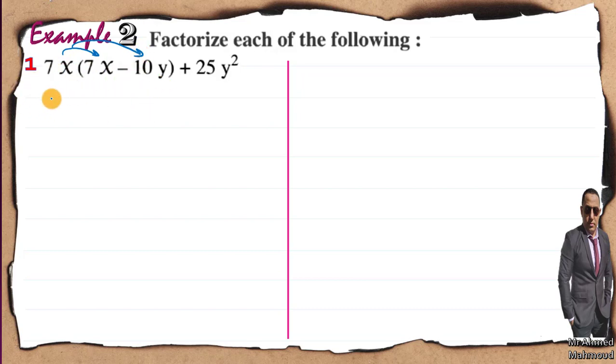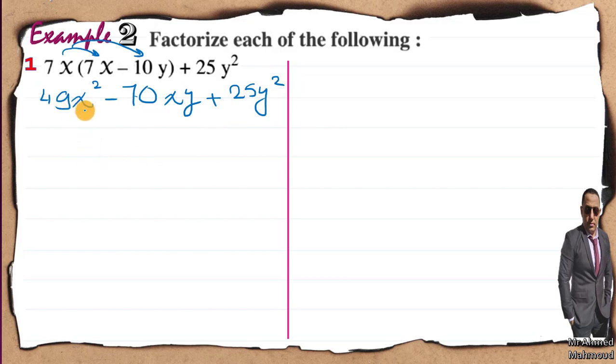Okay, 7 times 7 equals 49x power of 2. 7 times negative 10 equals negative 70, x times y equals xy, plus 25y to the power of 2. By looking at the order, x power of 2, x power 1 and x power 0, it's in descending order, it's okay.